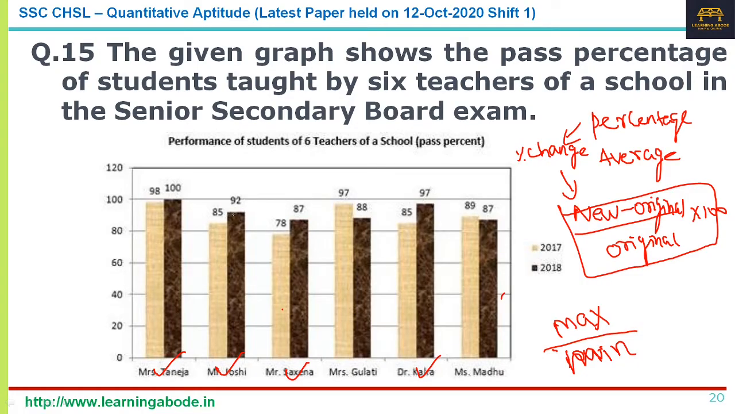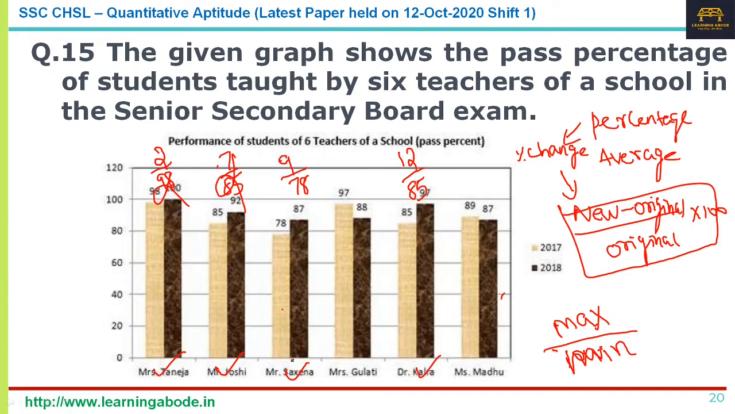now here the denominator is 85. So this you can ignore anyhow, because the difference between new and the original is only 2, right? It will be like 2 by 98. That is very minimum. So here it will be 7 by 85, here it is 9 by 78, and here it is 12 by 85. Anyhow 7 by 85 is less, so this option is also ruled out. So Taneja and Joshi are ruled out.